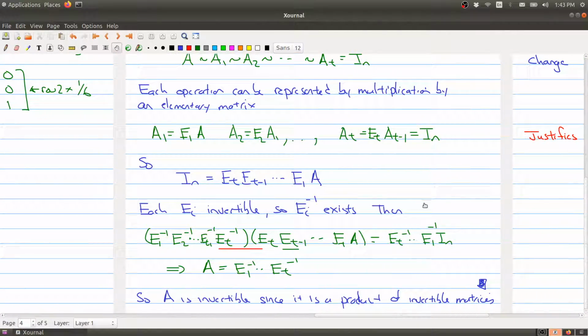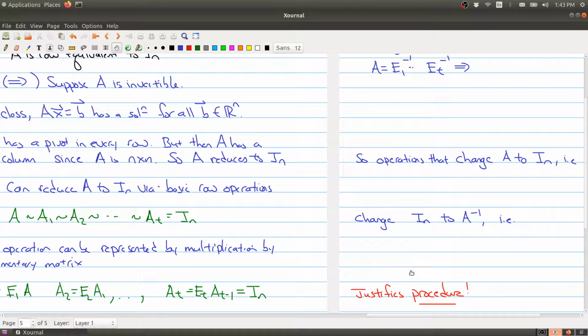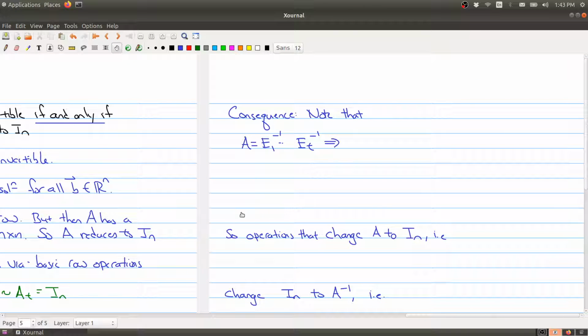Okay. Now, why do we care about this? Well, the whole point of this theorem is it justifies why the procedure from last class works. At the end of my proof, I showed that A is equal to the product of all these inverses. Now, what can we do with that? Well, we can take the inverse of both sides. Now, the left-hand side just becomes A inverse. There's nothing surprising about that.